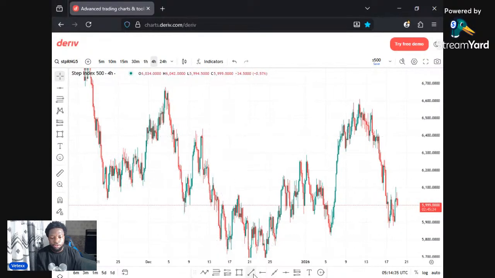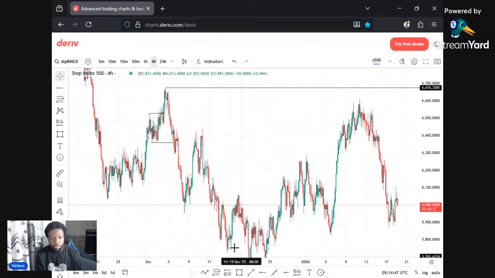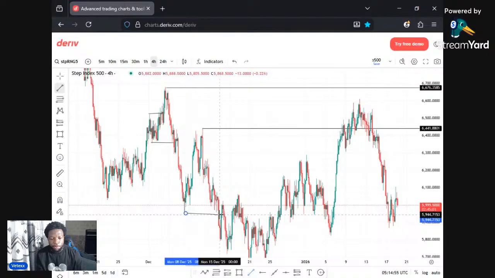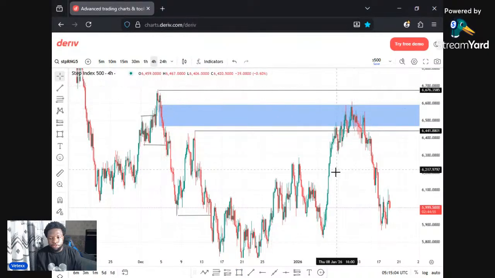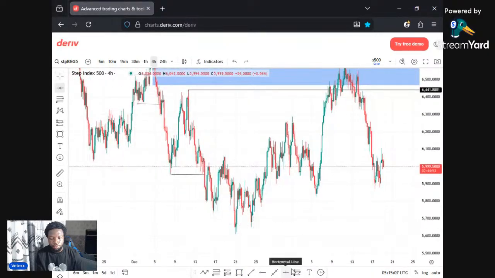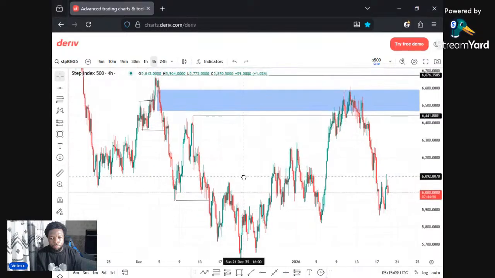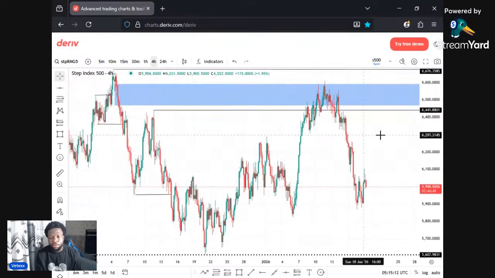You can easily spot the sweep, the first break, the protected high, your sweep of your structural liquidity, your second break of structure, which makes it an A plus setup, and then your point of interest. This is your starting point, and then this is the finish point. So we have a continuation on the 4-hour time frame.